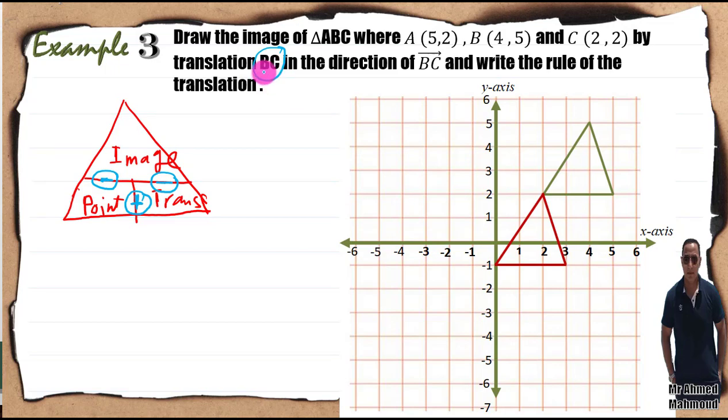Okay, the translation from B to C, again, the translation from B to C, that means B is the point and C is the image. So the translation equals C minus B, or image minus the point. Or in another way, BC equals second minus first, C minus B. Another example.